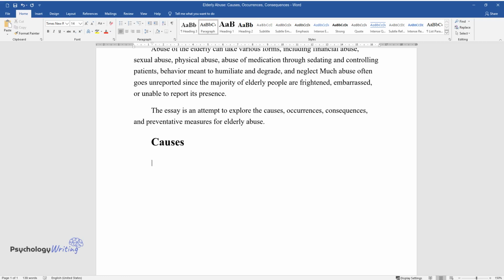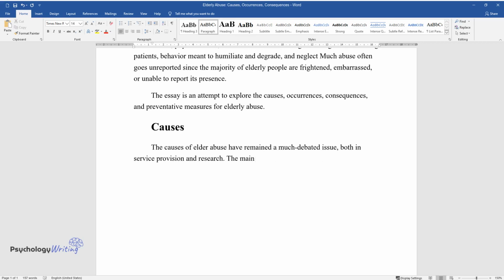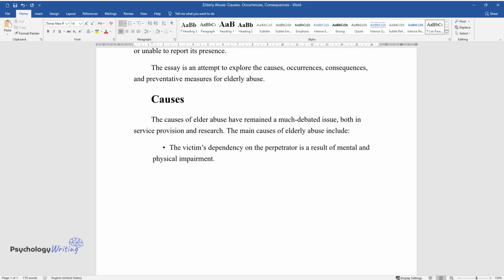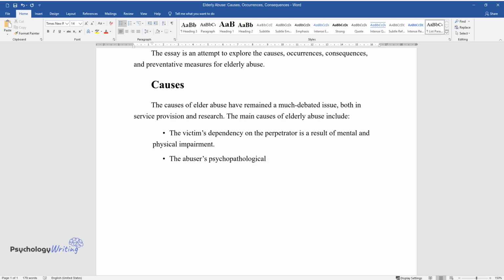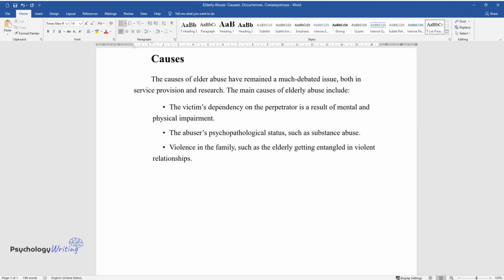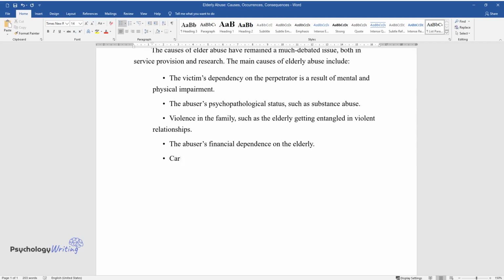Causes. The causes of elder abuse have remained a much debated issue, both in service provision and research. The main causes of elderly abuse include: the victim's dependency on the perpetrator as a result of mental and physical impairment; the abuser's psychopathological status, such as substance abuse; violence in the family, such as the elderly getting entangled in violent relationships; the abuser's financial dependence on the elderly; and care or stress.